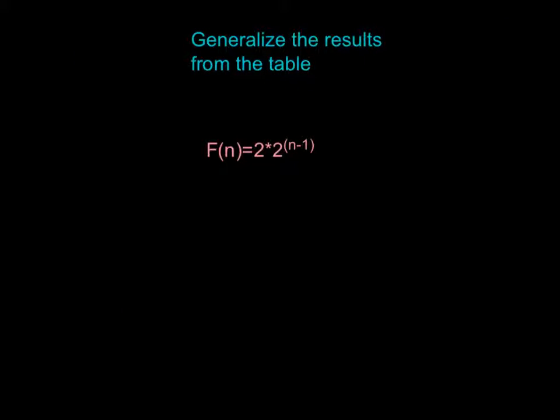We generalize the results from the table. And these are the results. Fn is the term you're trying to find. 2 is the first term, and this is the common ratio, and the term you're trying to find, minus 1.